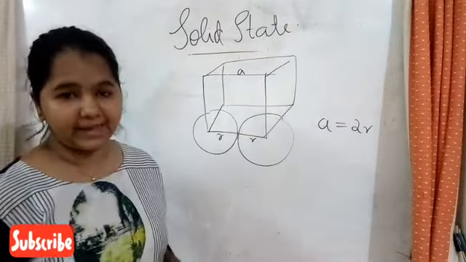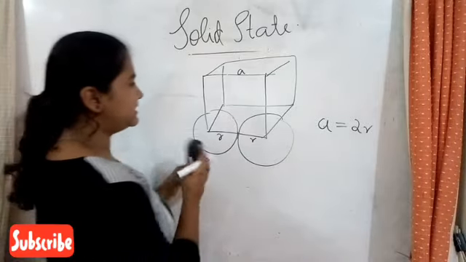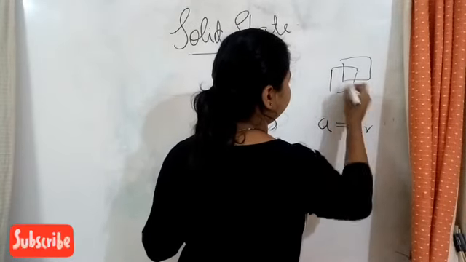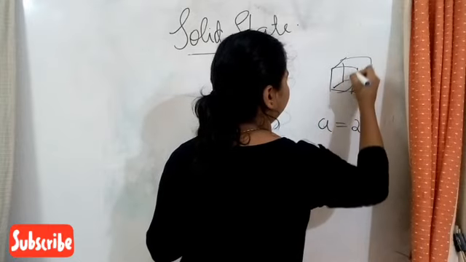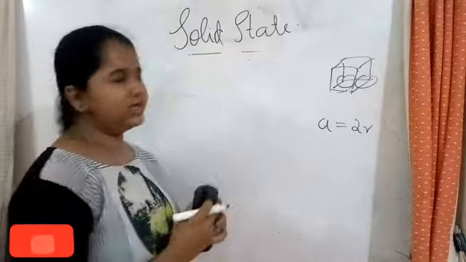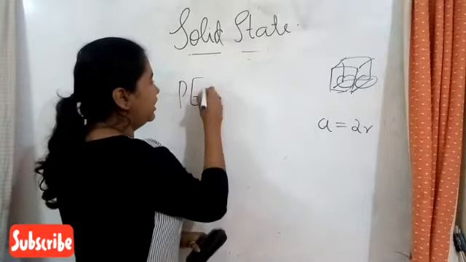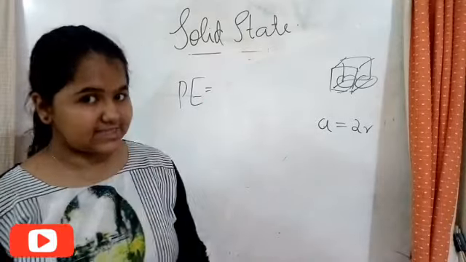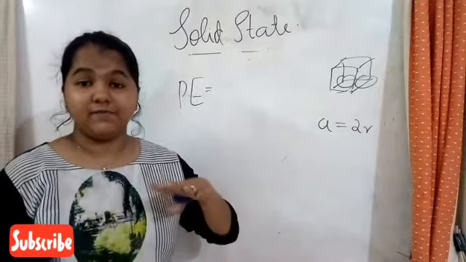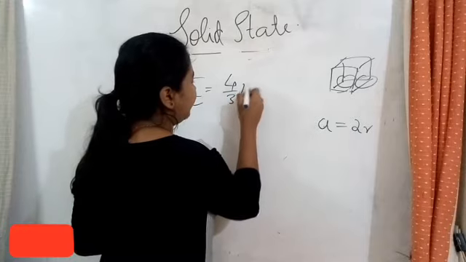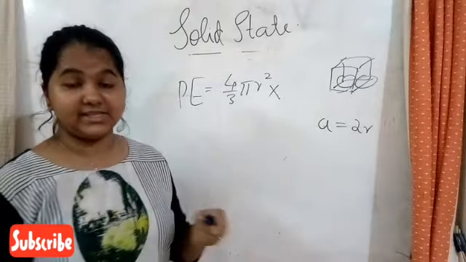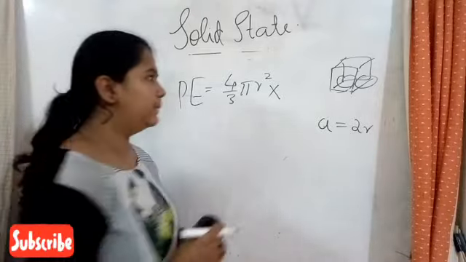So what is the equation for packing efficiency? I hope this figure is clear. I'm just rubbing this and drawing it smaller. Okay, so this is our figure, one atom and another. This is the rough figure. Packing efficiency is the volume of one atom. We are assuming atoms to be spherical, so what is the volume? 4 by 3 pi r cube, into Z. What is the number of atoms for simple cubic? There's only 1.